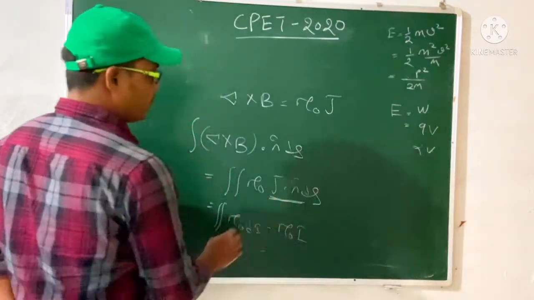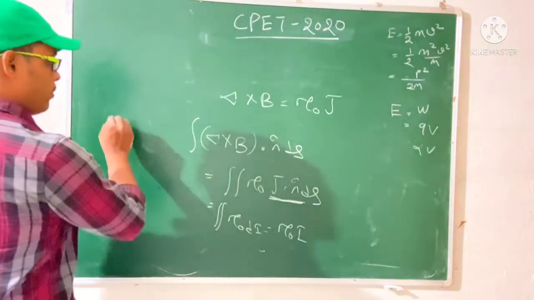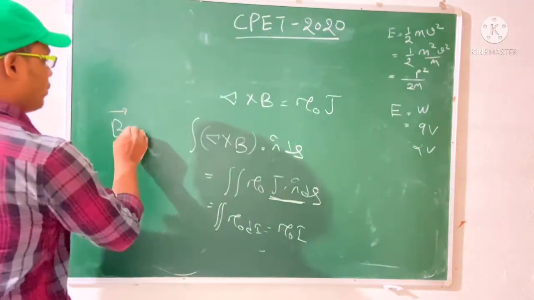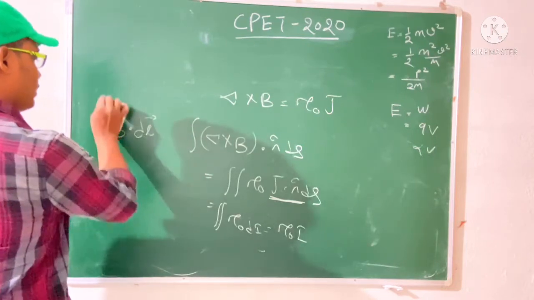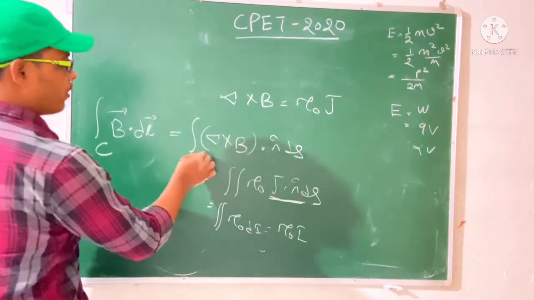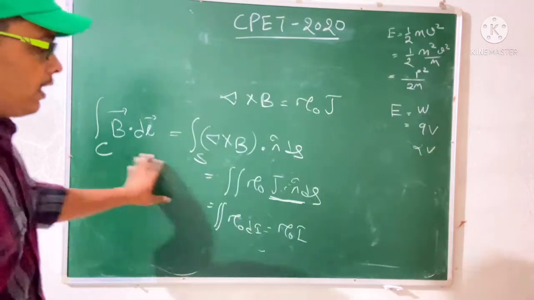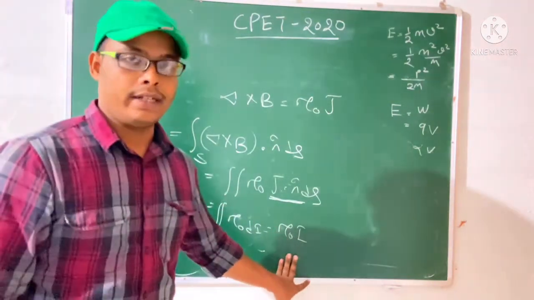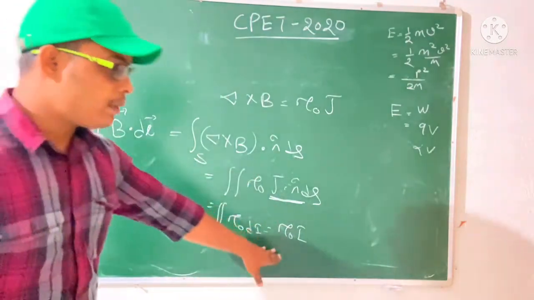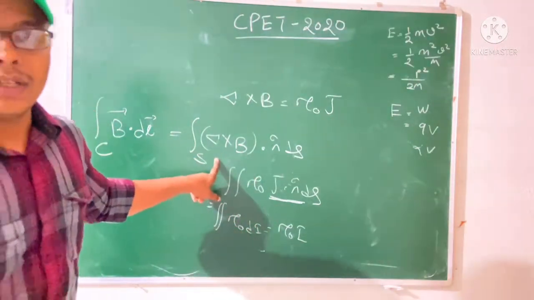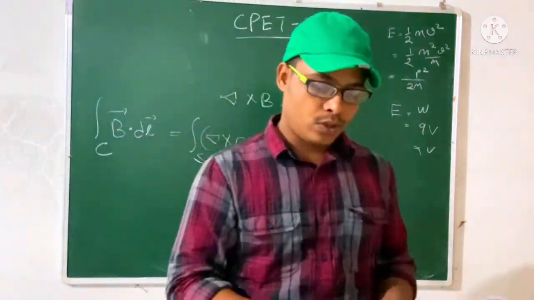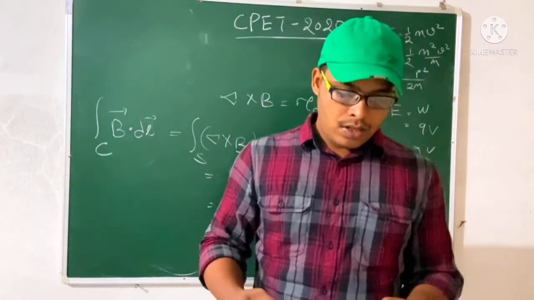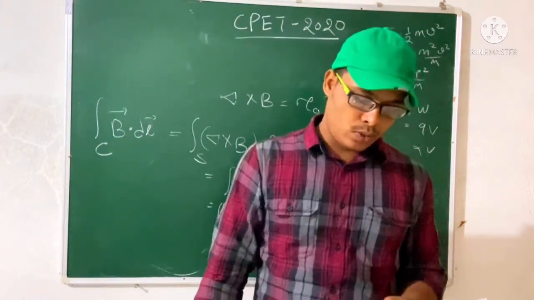This one will give you the B vector dot dl. So this is the line integral to surface integral: B dot dl equals mu naught I. This is Ampere's law. How do we get mu naught I from B dot dl? Applying Stokes law. So the answer is Stokes law: Ampere's law is based on Stokes law.